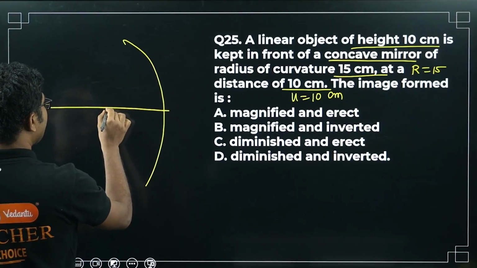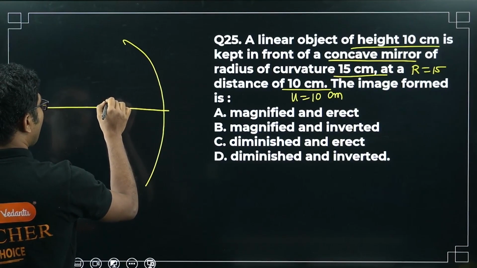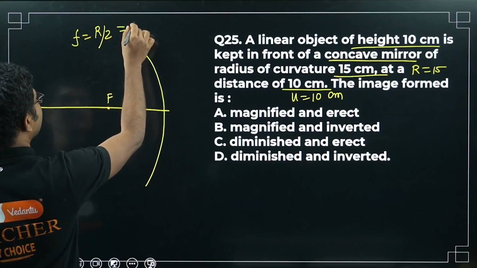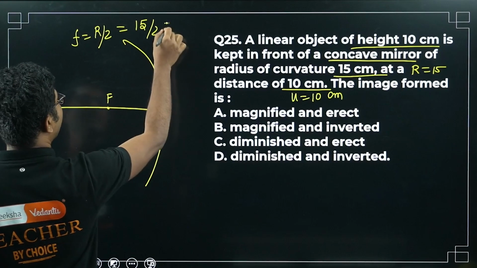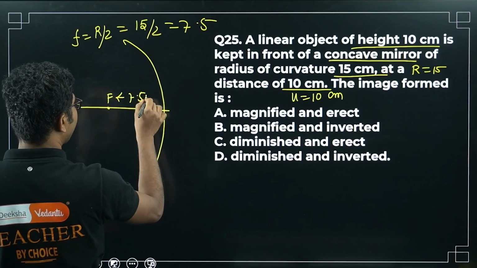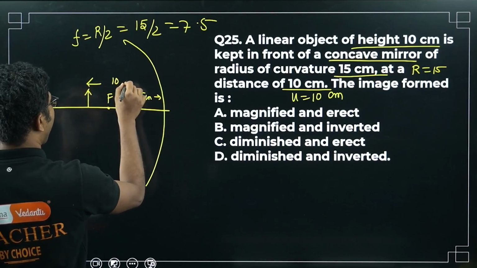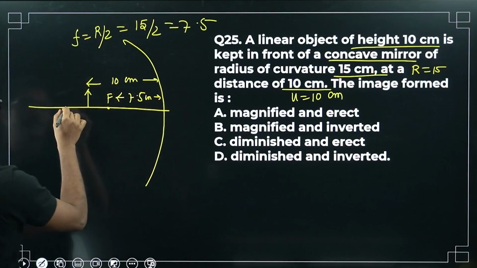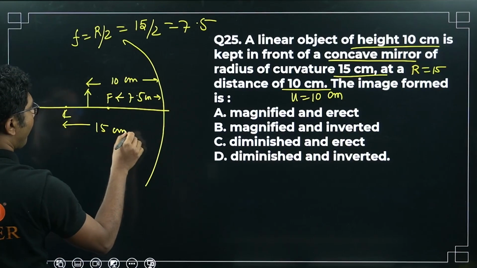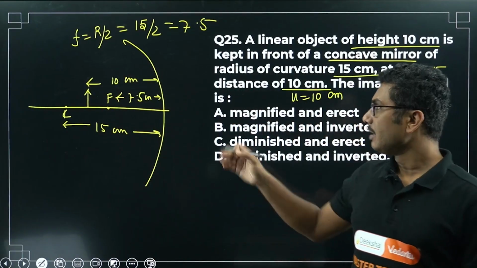So here we can see that the focal length is basically r by 2. So focal length is r by 2, that is 15 by 2, that is 7.5. So the focal length is 7.5 centimeter and the object is placed at a distance 10 centimeter. And the center of curvature is obviously at a distance 15 centimeter. So the object is placed between center of curvature and focal length, right?